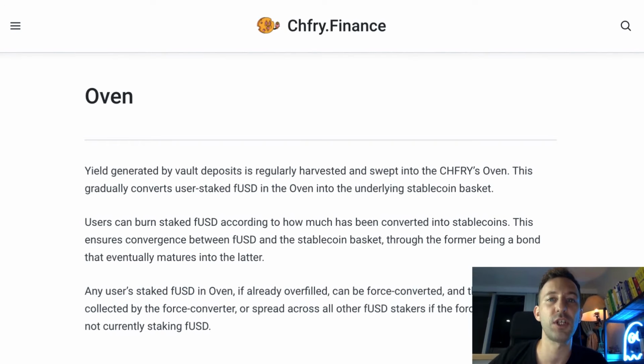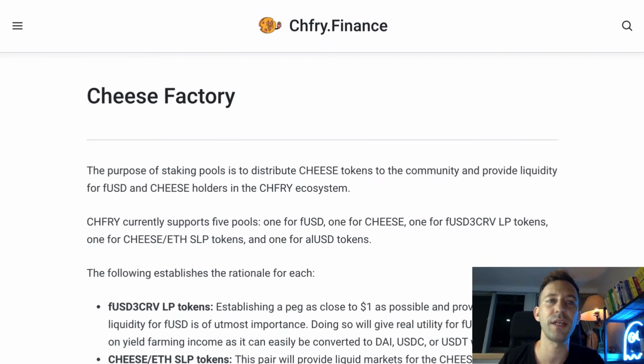The next component of CHFRY is the Oven. To understand the Oven, first we have to mention FUSD, which is the stablecoin of CHFRY. That's the asset that you can borrow in the CHFRY protocol. The Oven acts as a debt converter that allows users to stake their FUSD and have them converted into their base assets over time at a fixed 1-to-1 ratio. Users can always convert the FUSD into the base assets at 1-to-1 ratio even if the peg is lost in the open market. And in any case, this event is very unlikely because there are multiple mechanisms to maintain the peg.